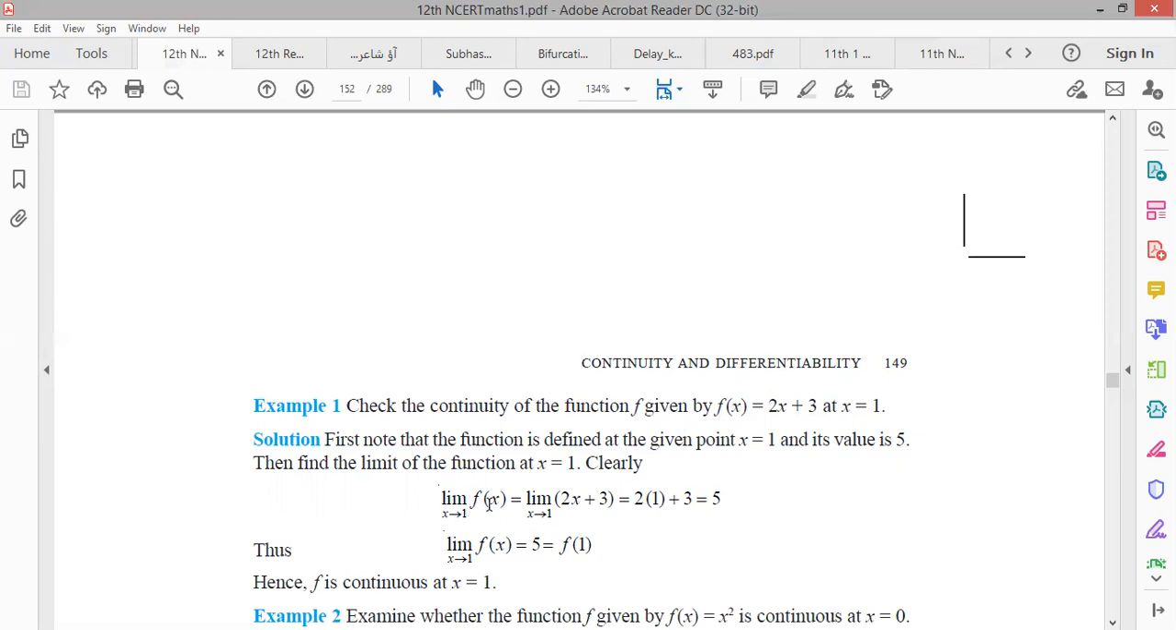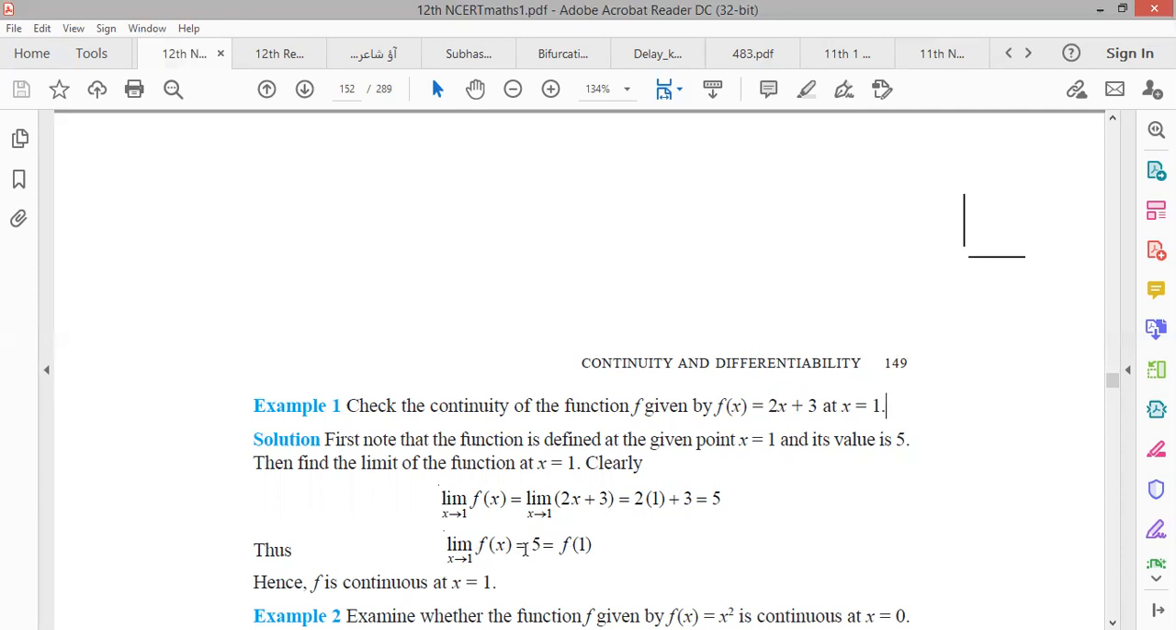Limiting value as x tends to 1 of f of x is equal to the limiting value as x tends to 1, and instead of f of x, we have 2x plus 3. So we use the limiting value x tending to 1 here. It's 2 into 1 plus 3, that's equal to 5. So the limiting value is equal to 5.